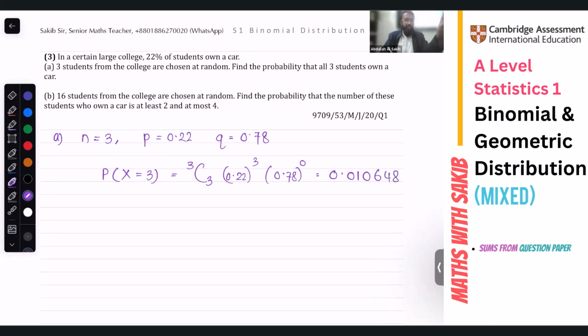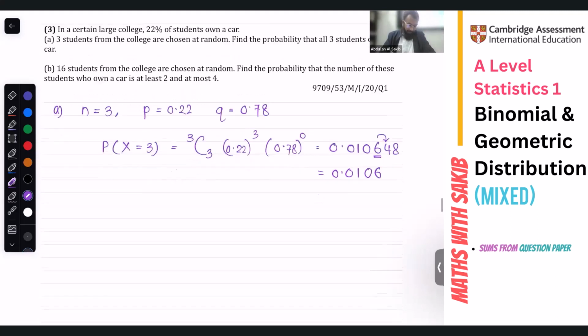Now we have to take 3 significant figures. So what will be the 3 figures? 0.0106. It's not 5 or more than 5, so why am I adding 1? Then you have to write 0.0106. You can't write 7. How come you can't? You are taking the 3rd place, so you consider the 4th place. If the 4th place is 5 or more than 5, then 1 will be added to the 3rd place. Clear? Done. Next, question number B.